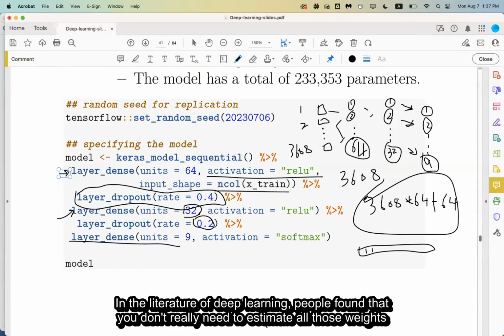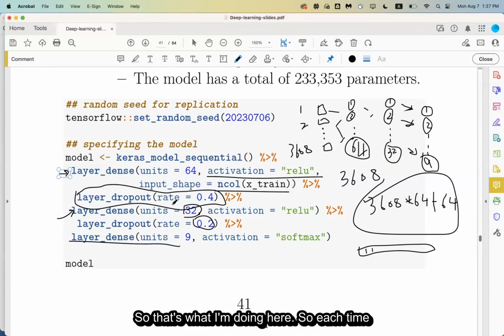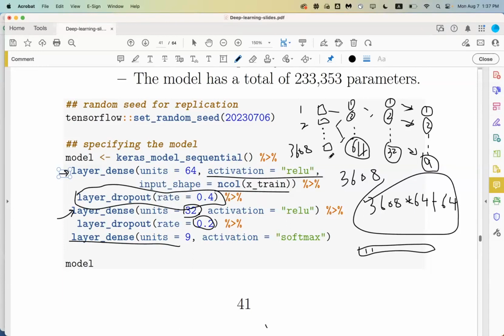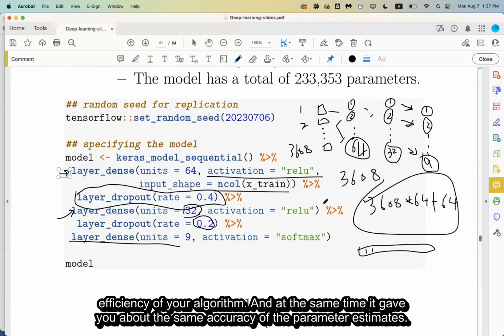And in the deep learning literature, people found that you don't really need to estimate all those weights each time, for each set of data or in each iteration. What you can do is randomly set some of those values to be 0, remove them, drop them out. So that's what I'm doing here. Each time I randomly drop out 40% of the weights. This improves the efficiency of your algorithm, and at the same time it gives you about the same accuracy of the parameter estimates.